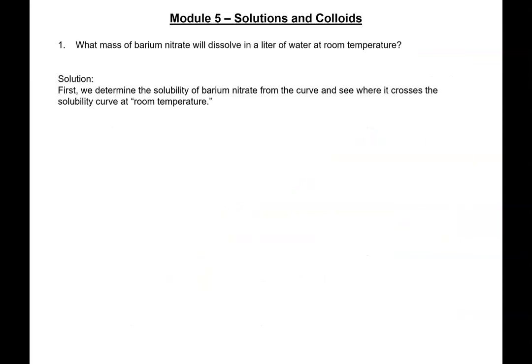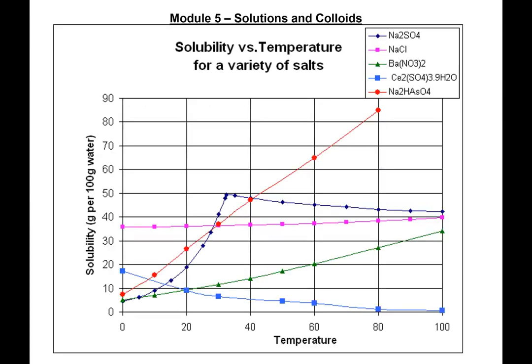Problem 1 says, what mass of barium nitrate will dissolve in a liter of water at room temperature? So we need to determine the solubility of barium nitrate from the curve and see where it crosses the line at, quote, room temperature. All right, so here's our set of curves. We can identify the barium nitrate by the green line with the green triangles. That's what barium nitrate is in our legend.